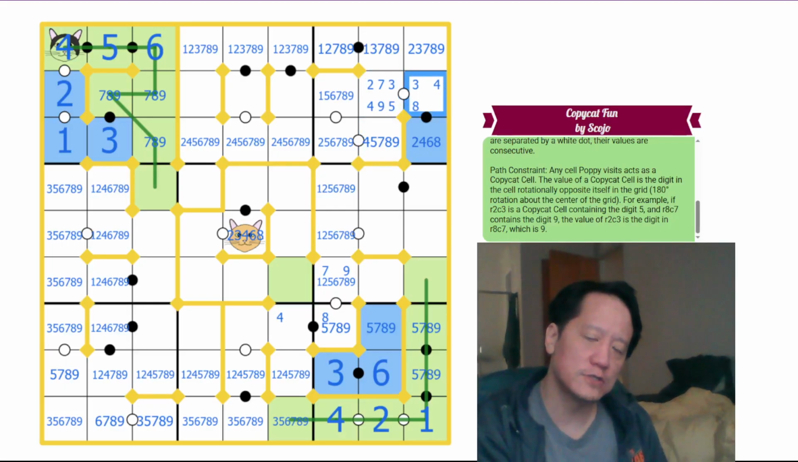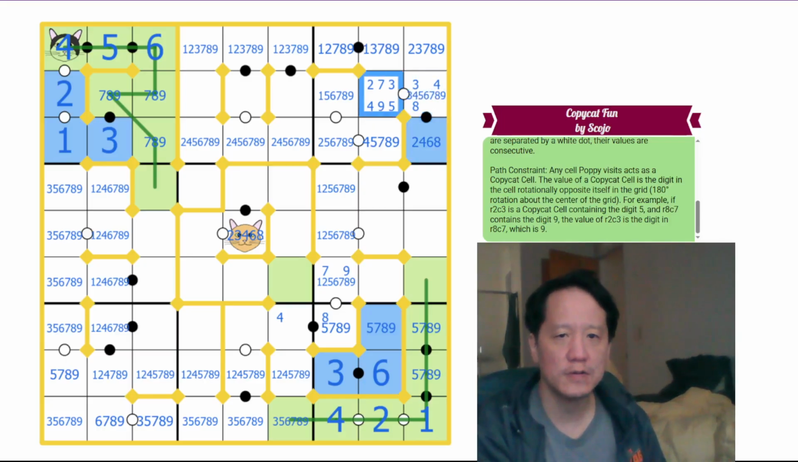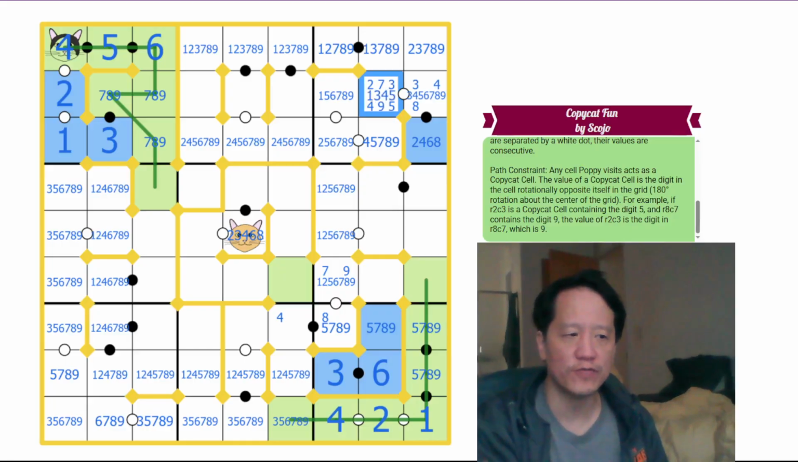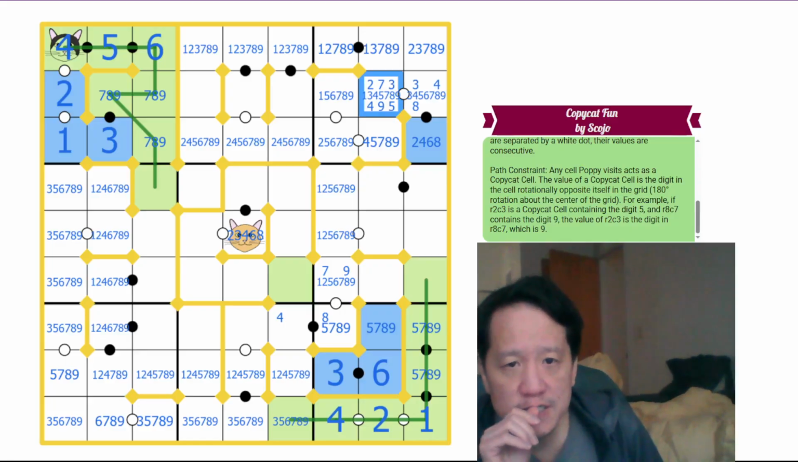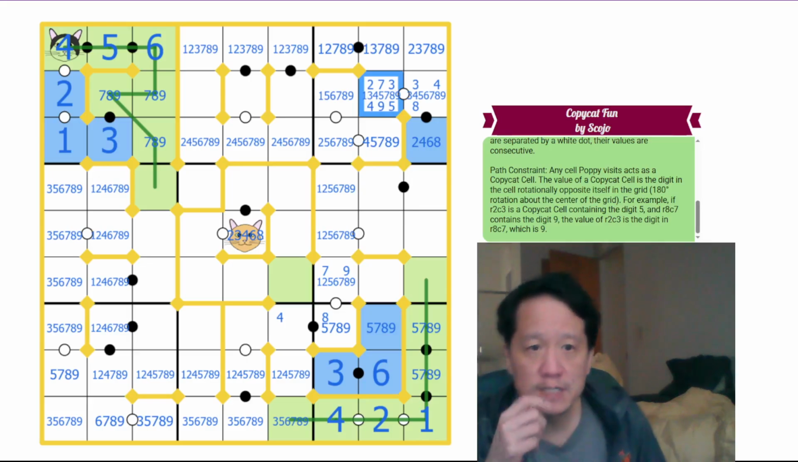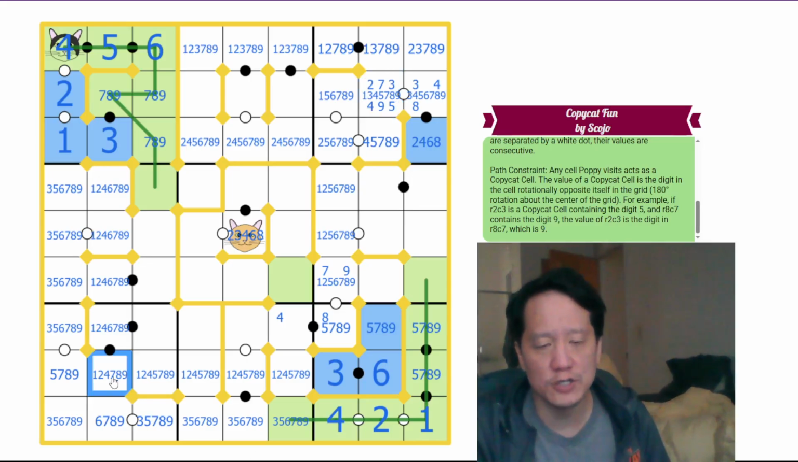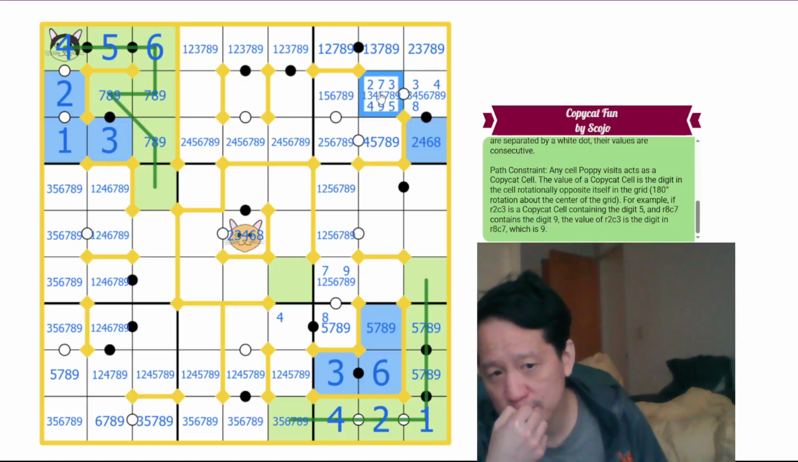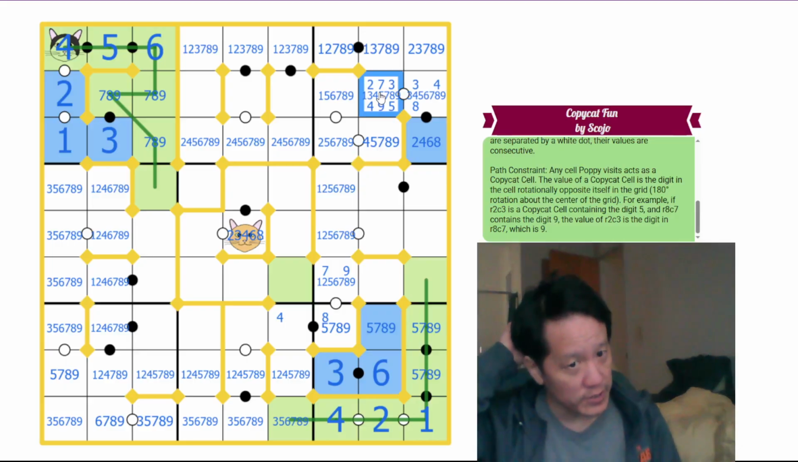Remaining digits in this box, 3 through 9. Remaining digits in this box: 1, 3, 4, 5, 7, 8, 9. We know this digit. Well, this could be a 5 here. Interesting. Boy. What else do we know?